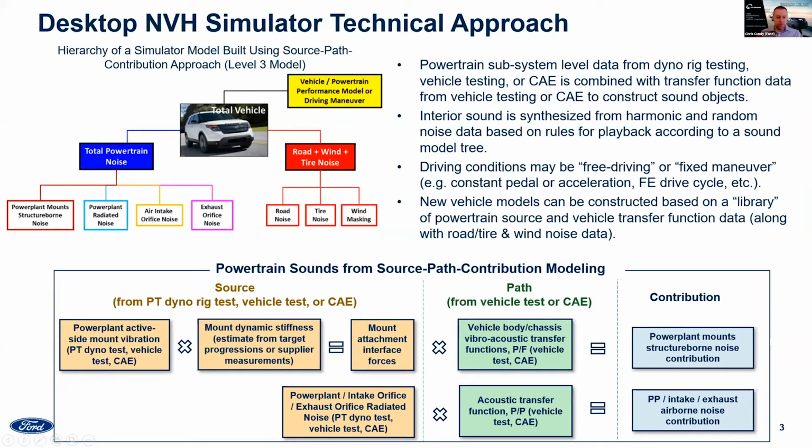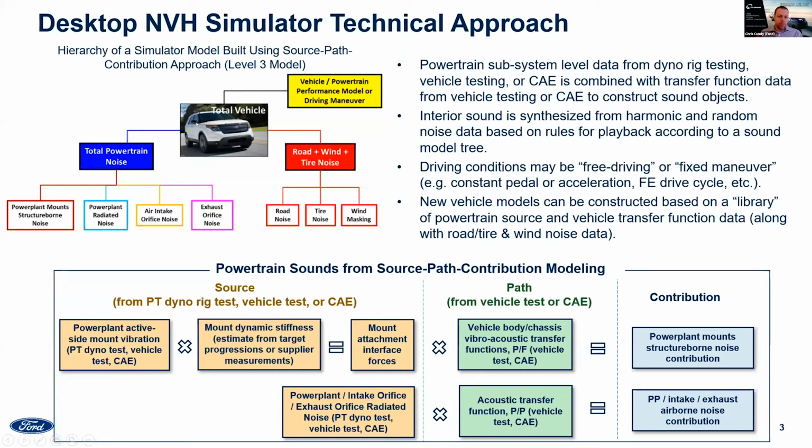For example, if we look at the block diagram at the bottom here, for our powerplant mount structureborne contribution, we would start with active side mount vibration measured in a powertrain dyno test. Maybe it comes from CAE. We multiply by our estimated mount stiffness to get mount attachment forces. We then have a vibroacoustic transfer function of the vehicle. This comes from a surrogate vehicle test, possibly from CAE, and that gives us the total interior noise contribution of the powerplant mounts. Likewise, for an airborne source, we can take our source level data and combine that with an acoustic transfer function to get the interior noise.